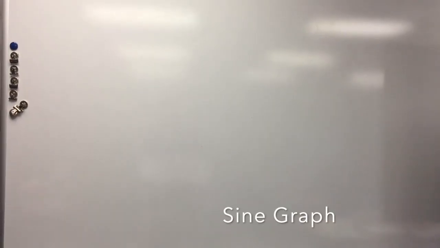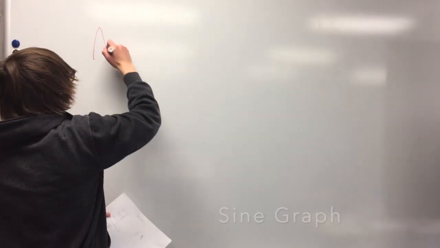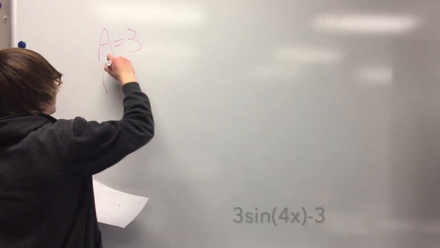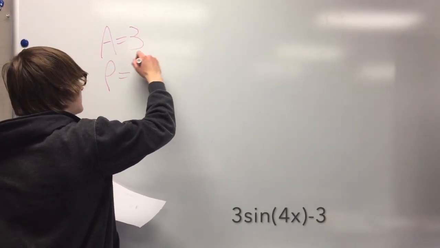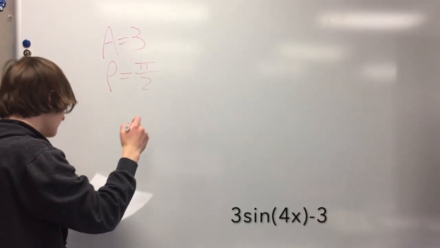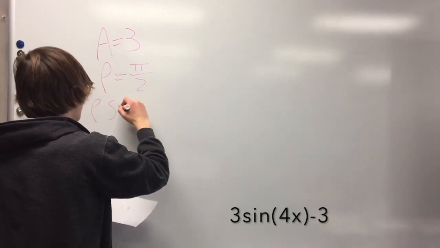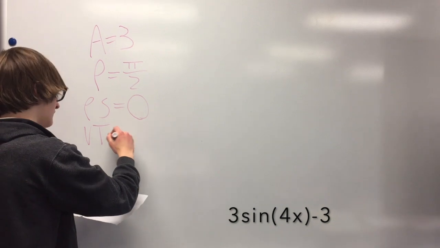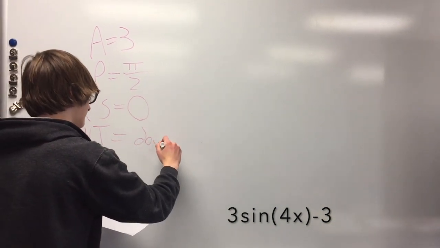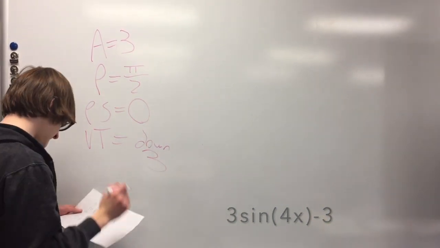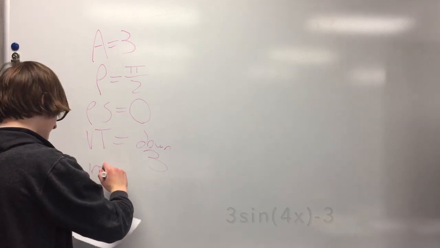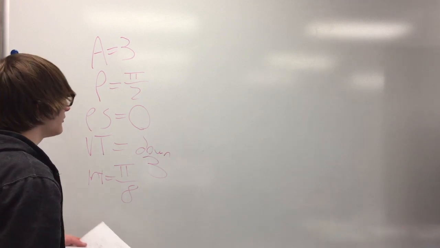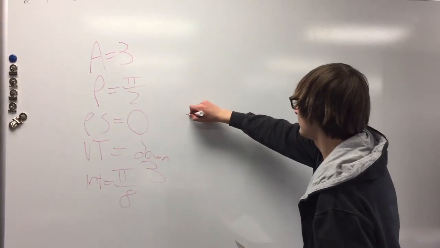So our sine function that we got was 3 sine 4x minus 3. So we start with the amplitude. To get the amplitude, you take the absolute value of the a value, which in this case would be 3. Next, we found the period, which is 2 pi divided by b, which would end up with a period of pi over 2 for us. There is no phase shift for this graph because phase shift is c over b, and there's no c value. We also had a vertical translation of down 3. And once you have all that, you can find your intervals by taking your period and dividing it by 4.